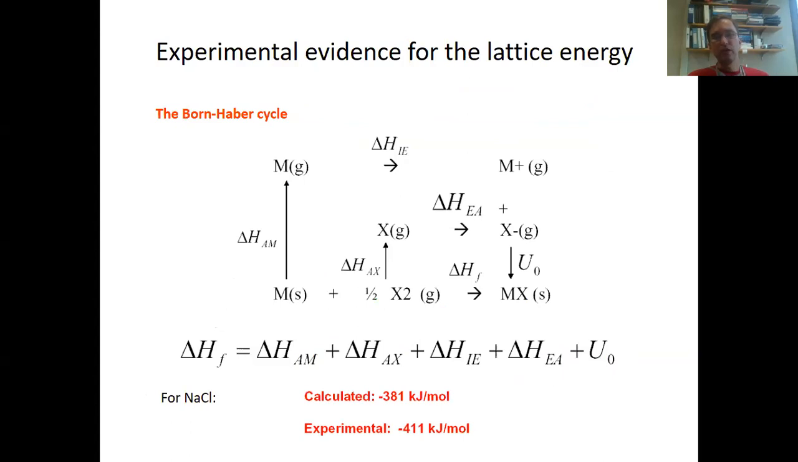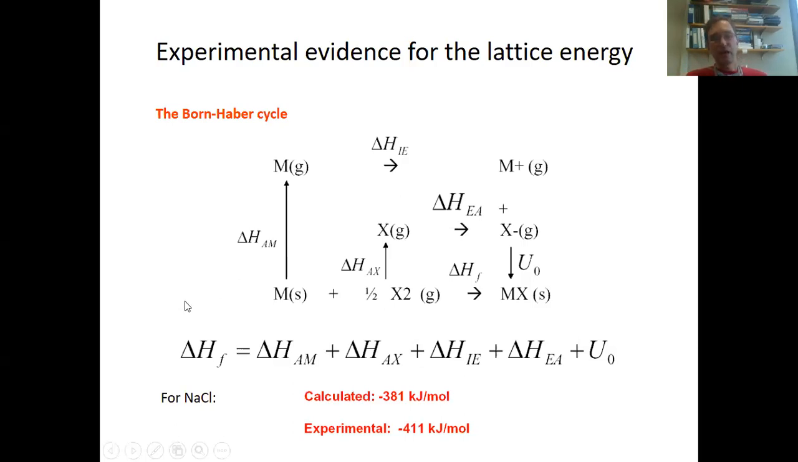So first of all, let us look at how accurately the Kapustinski equation actually predicts the lattice energies. Lattice energies are not directly measurable, simply because it is difficult to design an experiment in which you bring together metal cations in the gas phase and anions in the gas phase to form a solid, and then measure the energy released by this process. However, one can measure the lattice energy indirectly using what is called the Born-Haber cycle, which is an application of Hess's law.